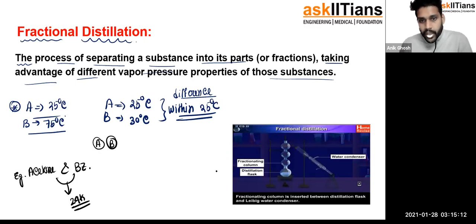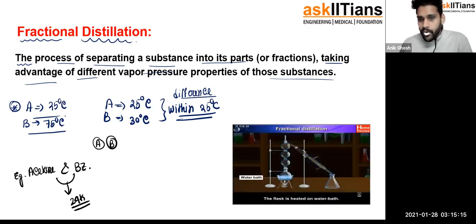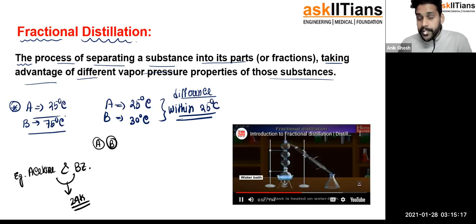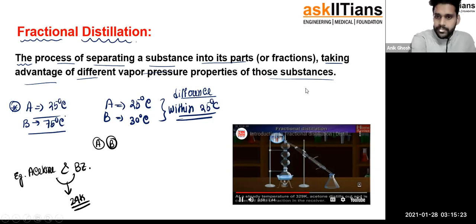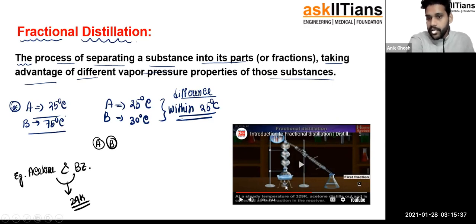One more thing coming out from this video is that condenser over here. Let me just show you. This thing over here, the condenser, is mainly cooling it down. It is called Liebig's water condenser, okay, and this thing over here is called the fractionating column.